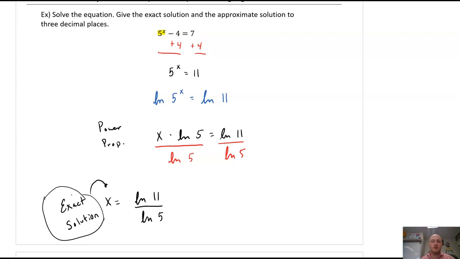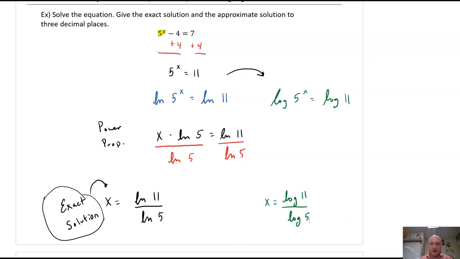I also want to point out that if, instead of using the natural log, I use the common log, log of 5 to the power of x is equal to log of 11, I would end up with log of 11 divided by log of 5. And you get the same exact solution. What do I mean by that? Because one is clearly the natural log, and one is clearly the common logarithm.